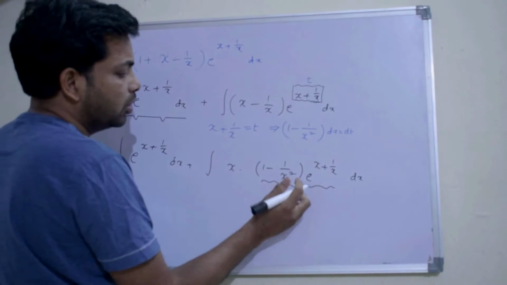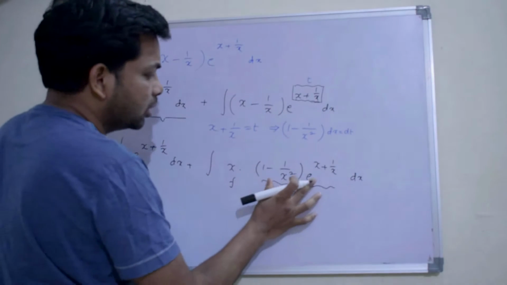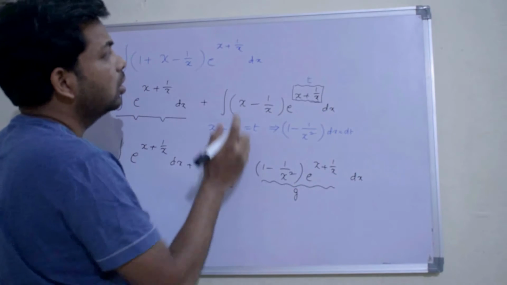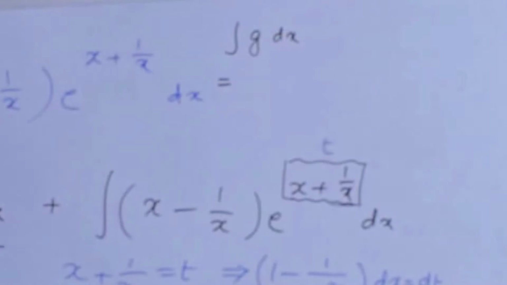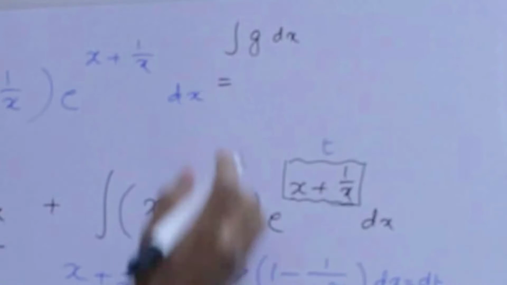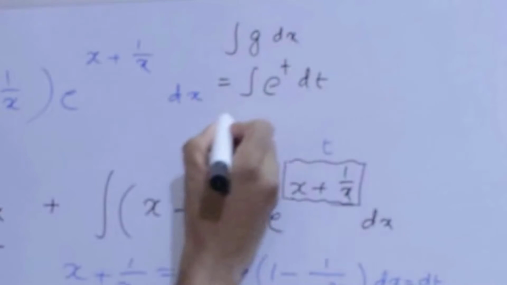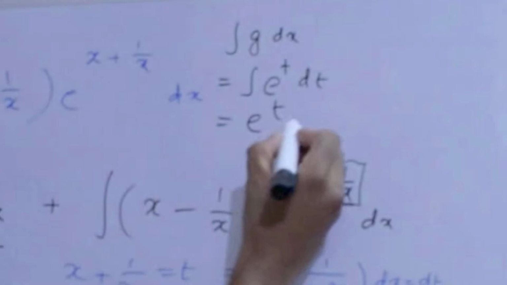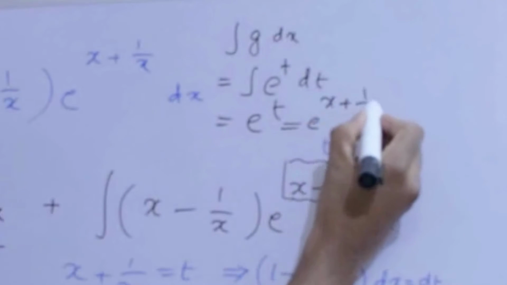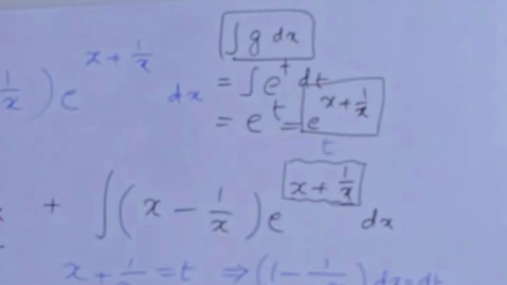Say for example this function is g and this function is f. So first I'll explain what is the integration of g. If you want to find out integration of g dx, what is the value of this? If I say this is t, 1 minus 1 by x square dx is going to be dt. So what is remaining part now? Integration of this will become e power t dt, and e power t dt is e power t. So e power t means e to the power of x plus 1 by x. So integration of g dx is e to the power of x plus 1 by x.